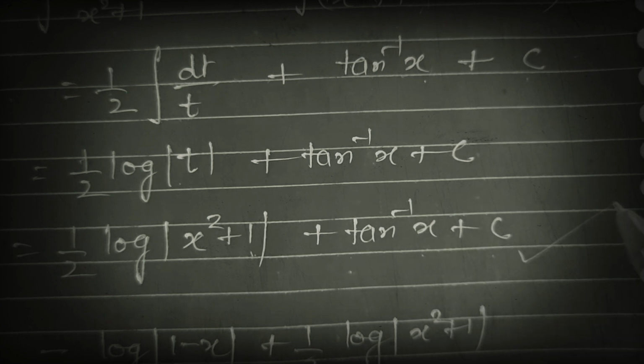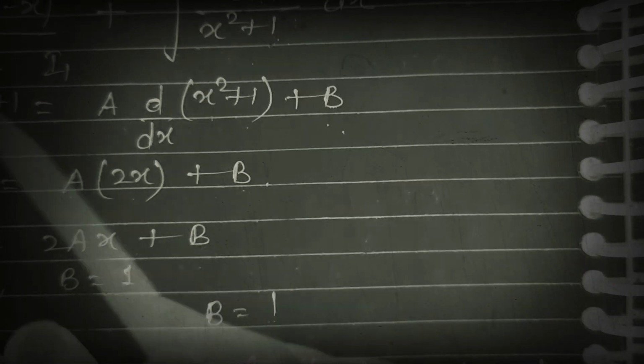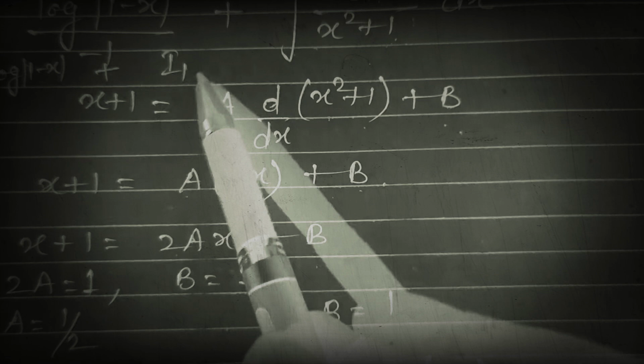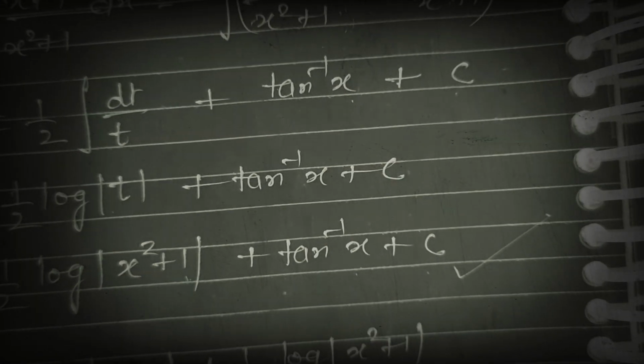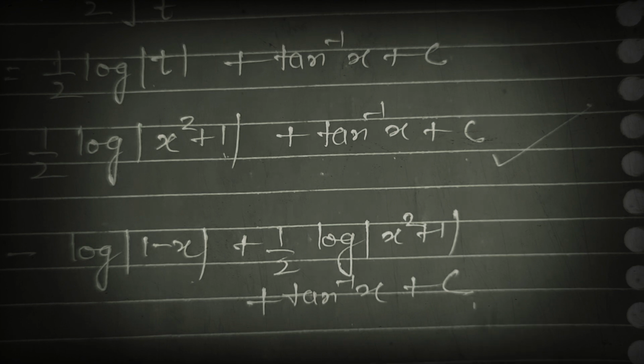This is the value of I1, and now put the value of I1 in this. Minus of log (1 minus x) plus I1 value is this: half of log (x square plus 1) plus tangent inverse x plus c. So this is the answer.